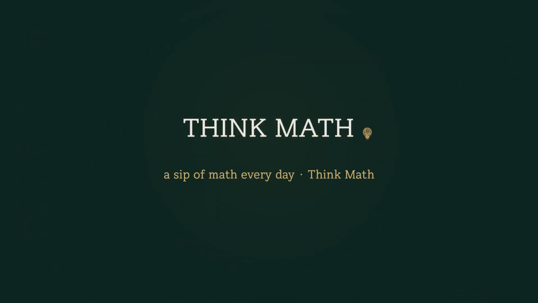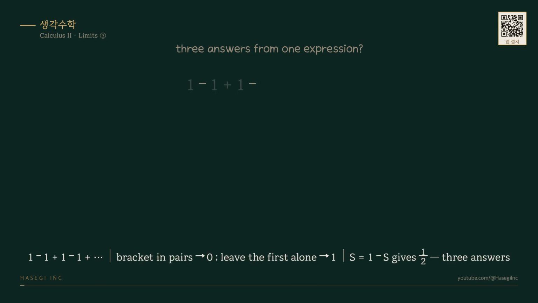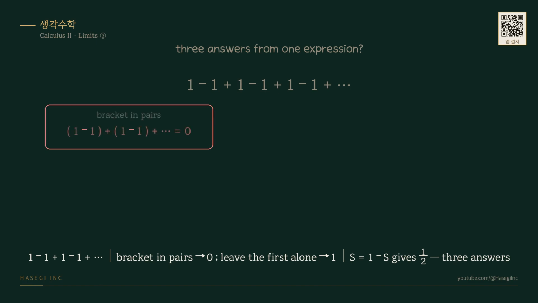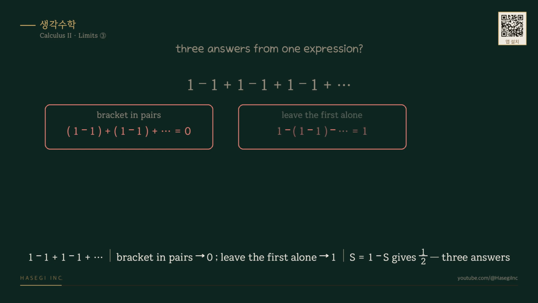Think math. Take 1 minus 1 plus 1 minus 1, carried on forever. Bracket it in pairs from the front, and every bracket vanishes, so the answer is 0. Leave the first one alone and bracket the rest in pairs, and the answer is 1. Call the whole thing s, and s equals 1 minus s, which gives a half. 3 answers from one expression.